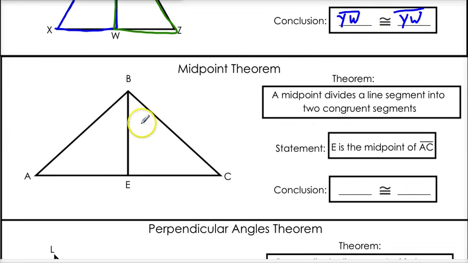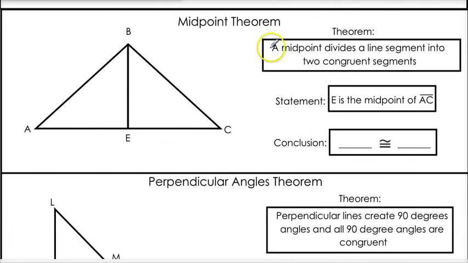The third one is the midpoint theorem. The midpoint theorem is: a midpoint divides a line segment into two congruent segments. So what does that look like? Well, let's look at this statement. E is the midpoint of AC. So this is E right here, and this is AC. What I know is that a midpoint divides a line into two congruent segments. So since this point is in the middle of AC, I know that this and this are congruent to each other. So AE is congruent to EC.